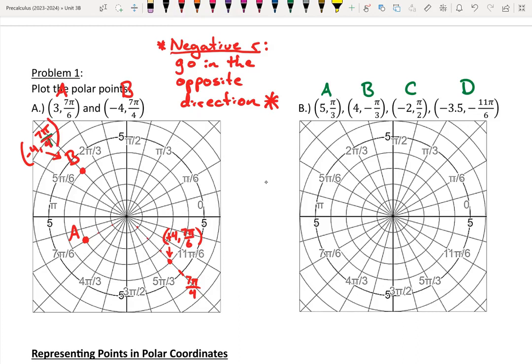Probably did 7 pi over 6 because the first angle was at 7 pi over 6. So this is 7 pi over 4. Again, sorry for any confusion there. That would be the correct points. All right, let's go ahead and look at these. I'm going to be calling on people to help me out.